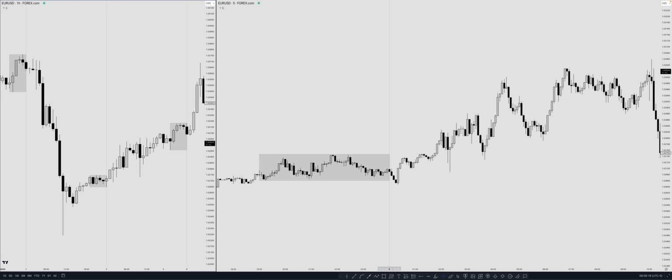Welcome back. Today we are going to talk about one of the most important factors when it comes to alignment, when it comes to lower timeframes and execution timeframes. So here on the left, what we have is the 1 hour time frame. Here we are on EUR/USD, but we are not going to dig into the higher timeframes.